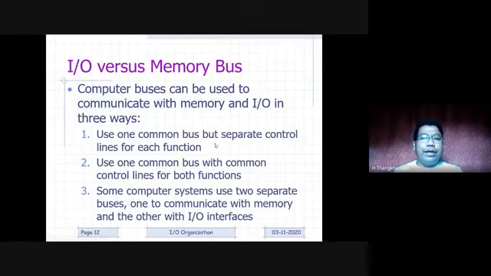Use one common bus but separate control lines for each function. All right, this is one form, and another form is to use a common bus with common control lines for both functions. And the third one is that some computer systems use two separate buses, one to communicate with memory and the other with I/O devices. Okay, this is what I already explained, but let me explain it more in Mizo language.